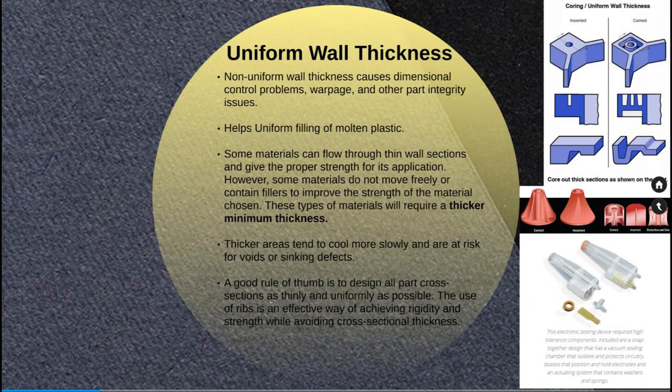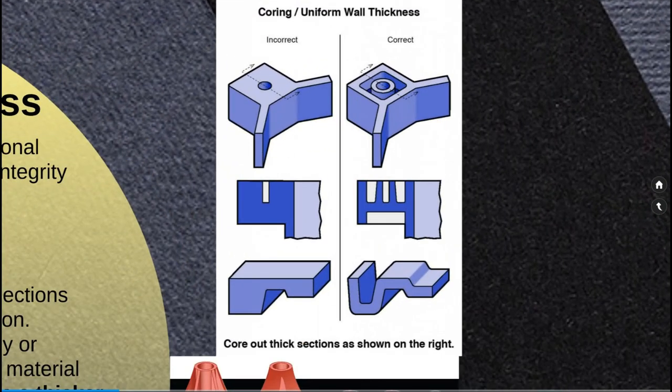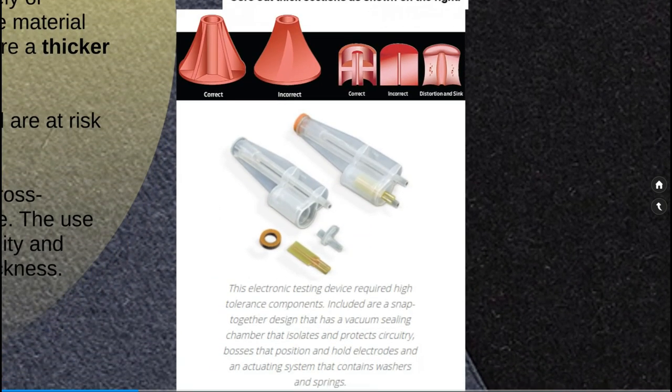Here you can see some of the examples which demonstrate the correct and incorrect way of designing the plastic component. On the left hand side you can see the part is having variable thickness, and on the right hand side the uniform thickness is maintained across the part. Here is another example. You can see the correct and incorrect way of designing a plastic component.